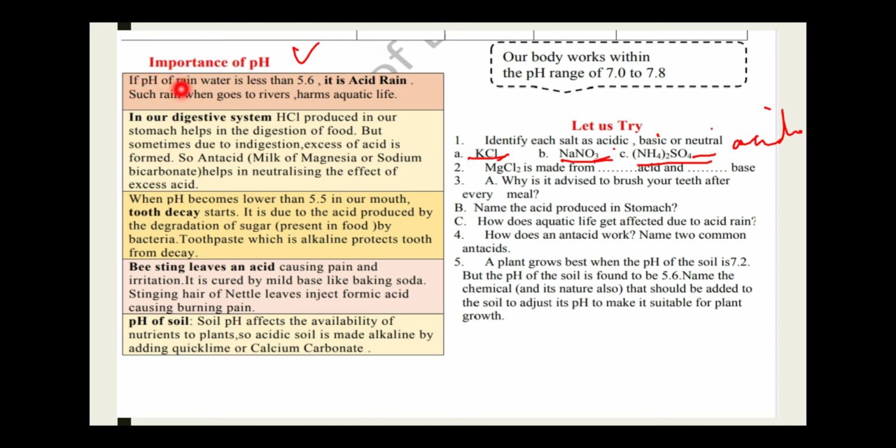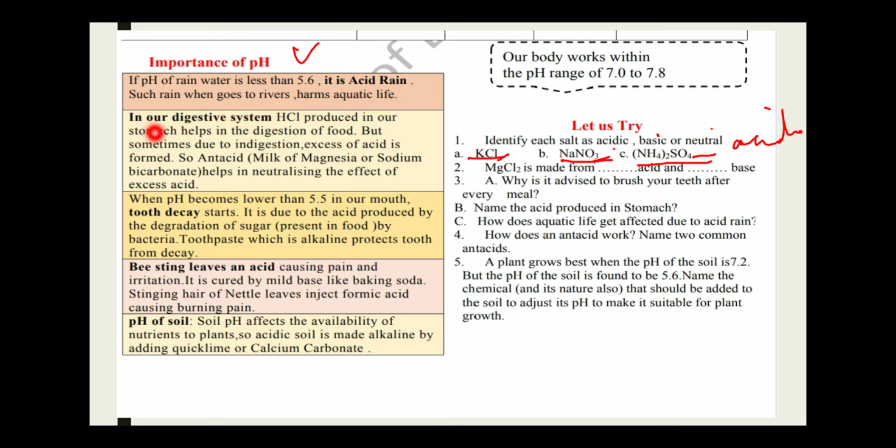And if the pH of rainwater is less than 5.6, it is acid rain. As we know, the condition of the Taj Mahal is being deteriorated by acid rain because of the presence of sulfur and nitrogen oxides which are present in pollution. Such rain, when it goes into the river, affects aquatic life also. It pollutes the water, and it causes water pollution, due to which aquatic life is also being harmed.